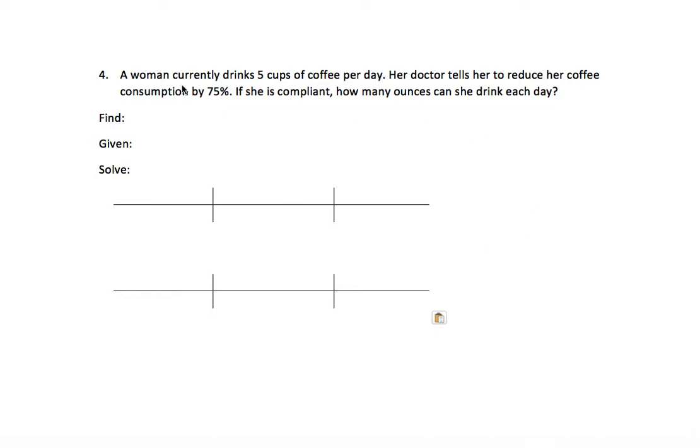So, a woman currently drinks 5 cups of coffee per day. Her doctor tells her to reduce her coffee consumption by 75%. If she's compliant, how many ounces can she drink each day? So, the question we're trying to find is how many ounces? And so, we'll put that here.